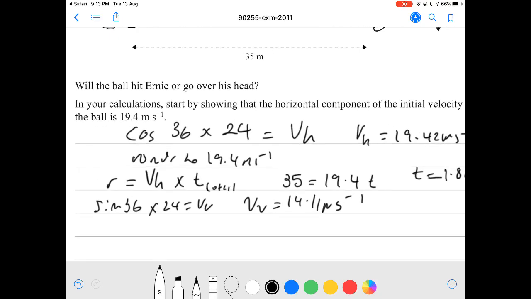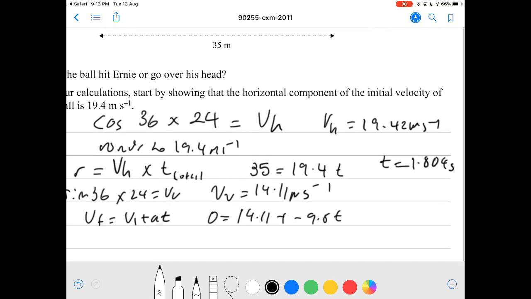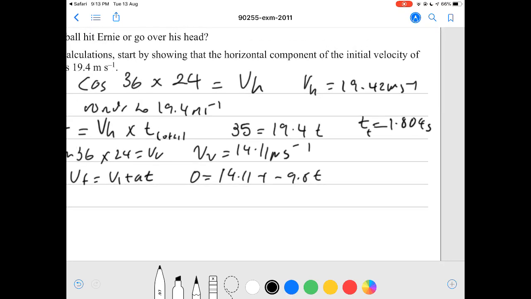Alright, so like we said in the last video, I'm going to be using equations of motion. VF equals VI plus AT. So VF we know is 0, equals our initial 14.11 plus negative 9.8 times T. If we rearrange, we'll say this is T1, so T2 comes out to be 1.4, and we'll do everything to 3 decimal places, so 1.439 seconds.